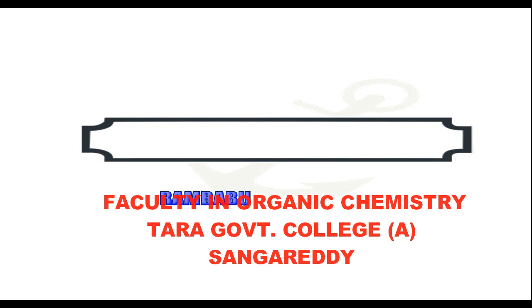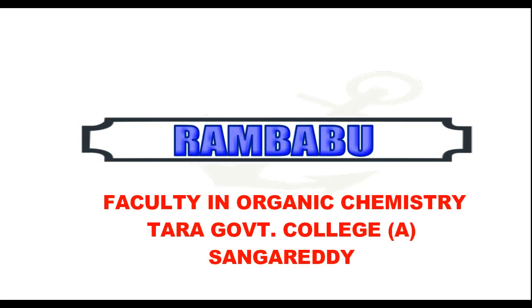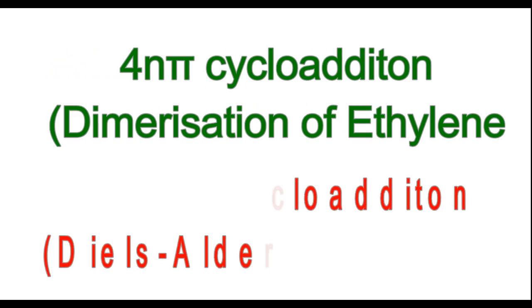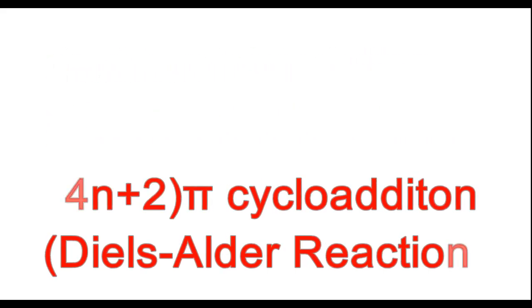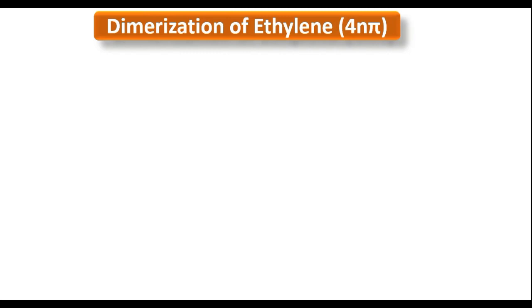So here friends, to explain cycloaddition reactions, generally we use two reactions. One is the dimerization of ethylene, the example for 4n-pi cycloadditions. The second reaction is the Diels-Alder reaction, which comes under 4n plus 2-pi cycloaddition reactions. So, the dimerization of the ethylene molecule.